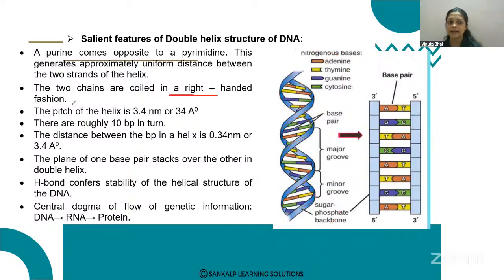The DNA is coiled in a right-handed fashion. The pitch of the helix is 3.4 nanometer or 34 angstrom.